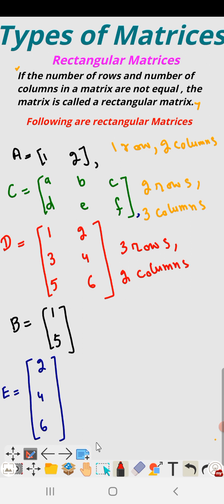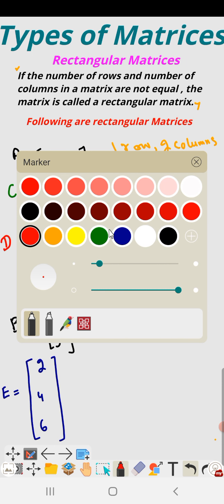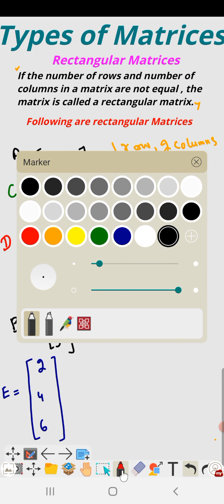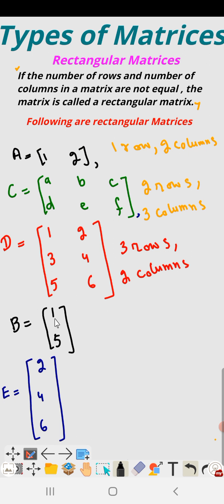Now look at matrix B. There are two rows in matrix B and one column in matrix B. Two rows and one column. So the number of rows is different from the number of columns in matrix B. So matrix B is also a rectangular matrix.